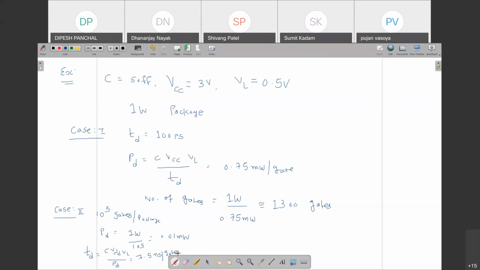So by looking at this case 1 and case 2, you can say there is always a trade-off between speed and power. Both you cannot achieve at the highest at the same time. So if you want to accommodate 1300 gates, definitely the speed is not high speed 100 picoseconds, but a little bit more power, 0.75 milliwatt per gate. At the same time, a large number of gates are there.